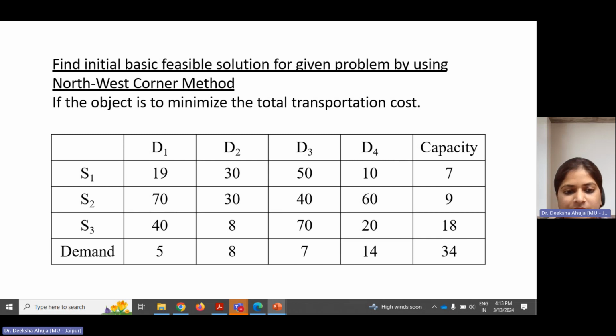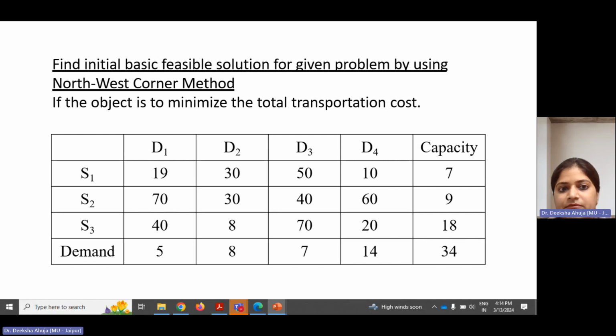And if we talk about the demand, D1 is 5, D2 is 8, D3 is 7, and D4 is 14. The total of all the demands is also 34. It means this is a balanced problem. So let's start solving this particular problem.